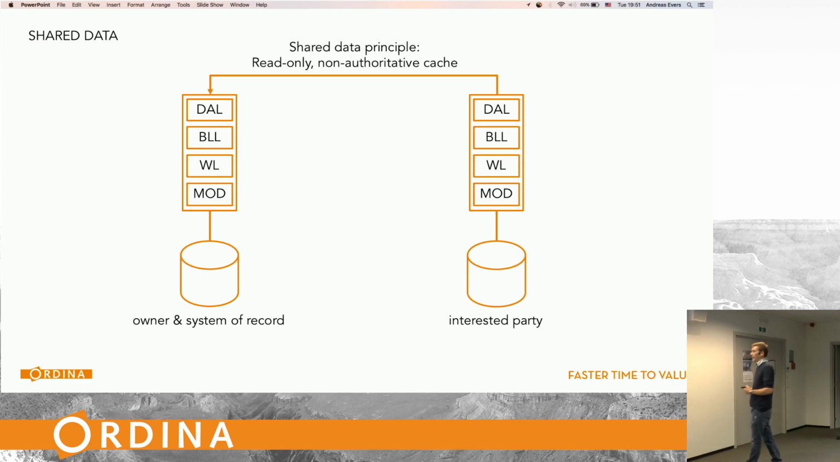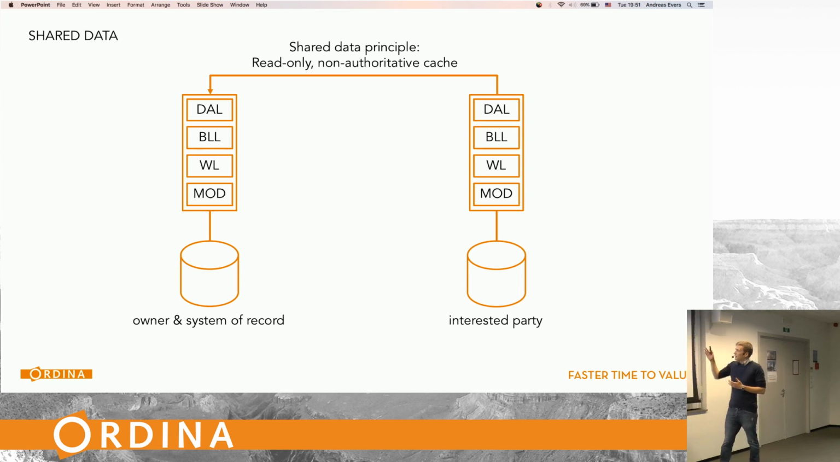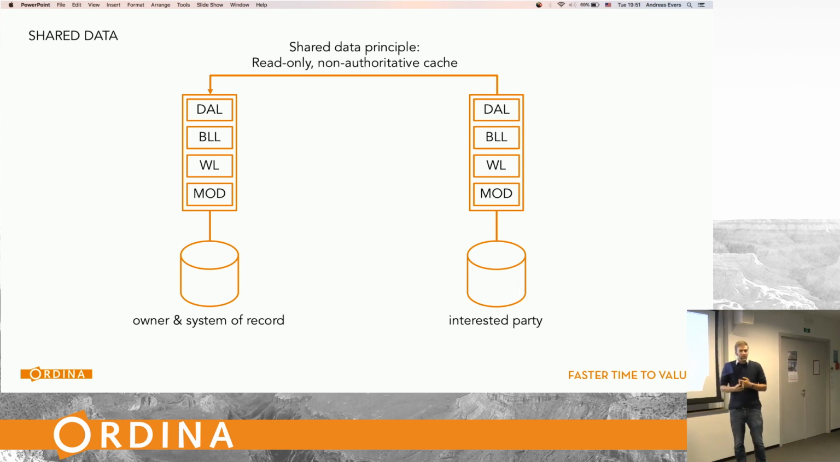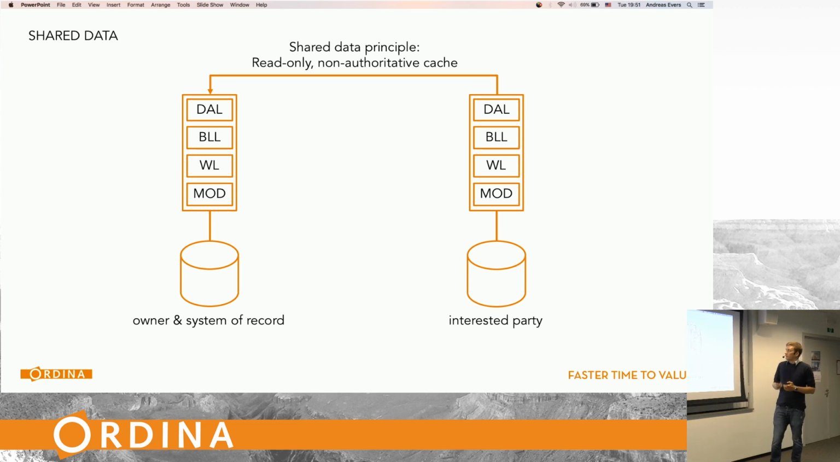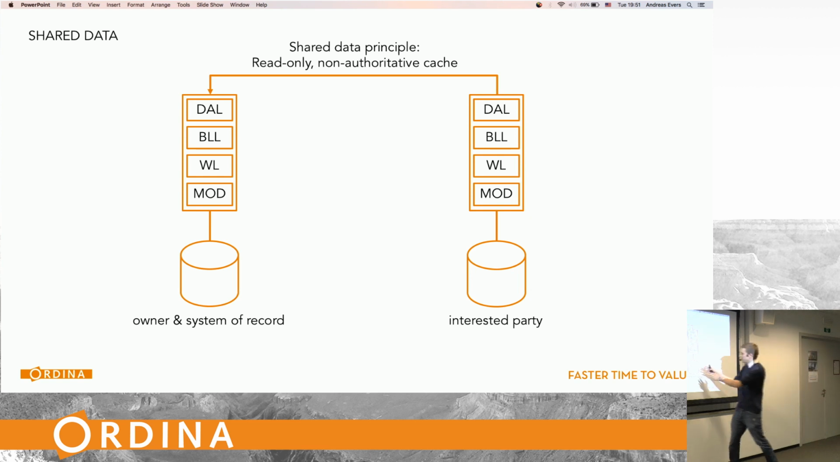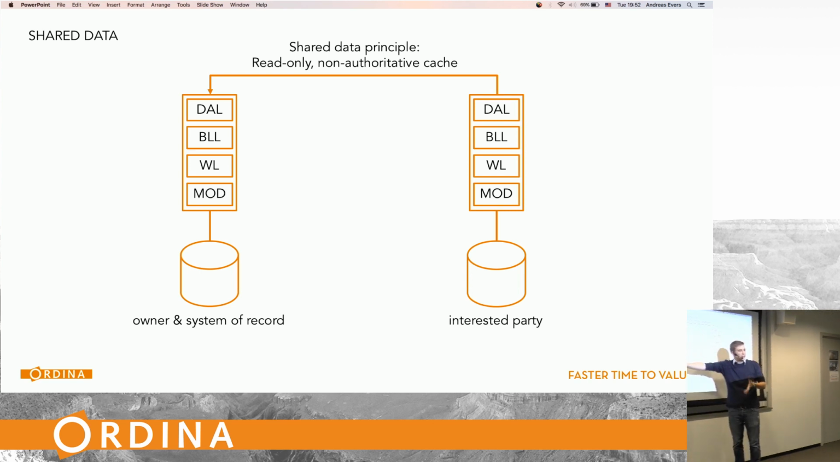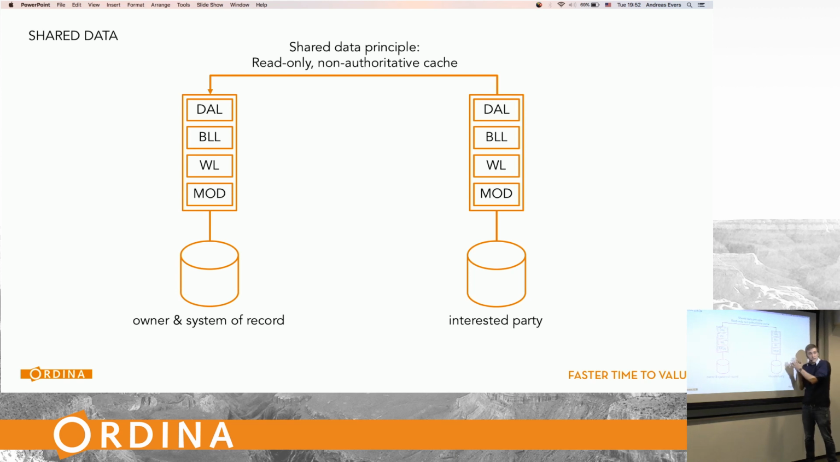And the other one, the interested party, the other service, has a read-only and non-authoritative cache. It's important. It does not update that data itself. So it doesn't make changes in the data. Let's say it's interested in this data. This could be customer data. I'm interested in customer data, right? What I could do is just pull a cache. I could just ask, give me all the customers. Okay, here are all the customers, thanks.